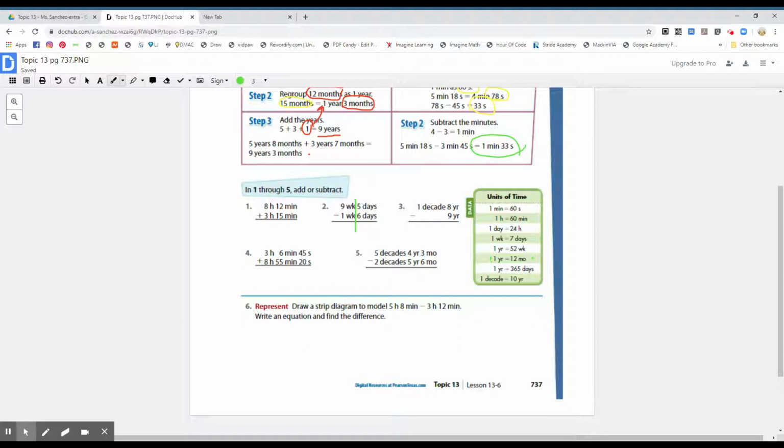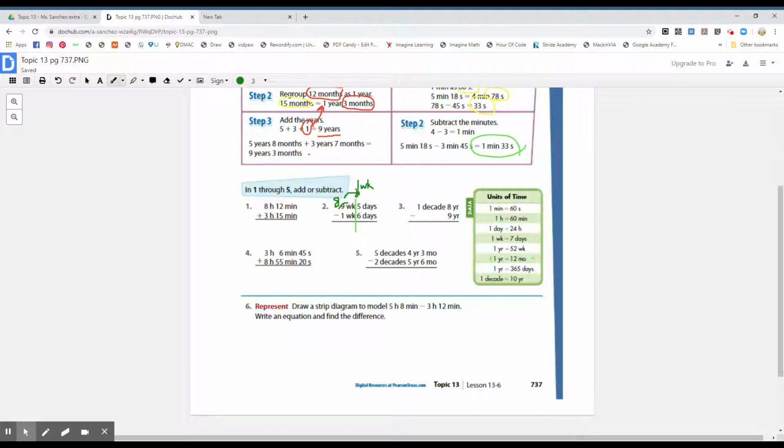So we need to regroup. So when we regroup, boys and girls, yes, the 9 is going to become an 8. But look at the units, boys and girls. That is 8 weeks. So when we regroup, you didn't just bring over 1. You brought over 1 week, boys and girls. Okay? You brought over 1 week when we regroup the units. Pay attention to the units, boys and girls.